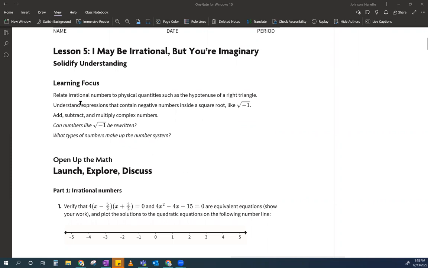It says, relate irrational numbers to physical quantities, such as the hypotenuse of a right triangle. If you remember your Pythagorean theorem, that's what they're talking about here. Understand expressions that contain negative numbers inside a square root. Add, subtract, and multiply complex numbers. Now, this is the set of numbers that we're talking about. They're called complex, and I'll explain why in a little bit. And then, can numbers like the square root of -1 be rewritten? The answer is yes. And what type of numbers make up this number system?